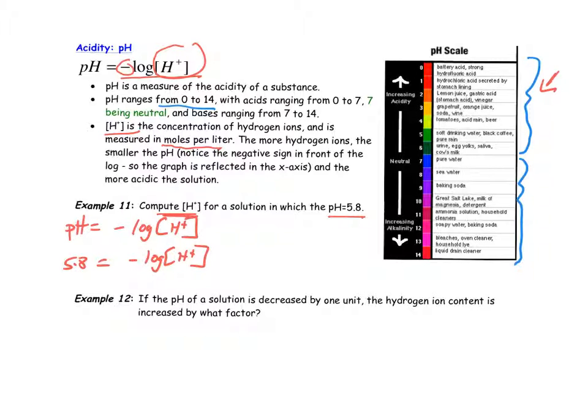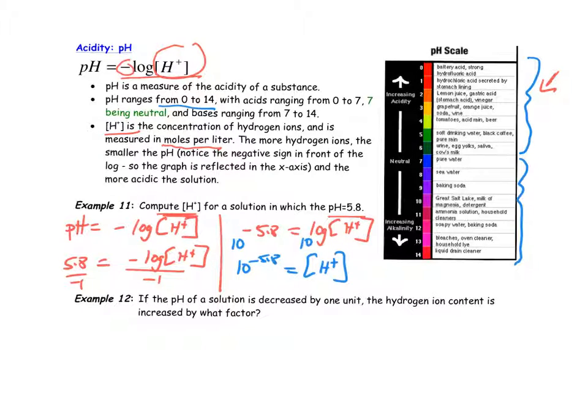First thing we want to do is isolate the log part of this function. So I would multiply everything by -1 or divide by -1, whichever one you want to think about it. And we'll get negative 5.8 equals the log of the hydrogen ion concentration. To undo the log, we can exponentiate both sides or simply rewrite this in exponential form. So we get 10 to the negative 5.8 equals the hydrogen ion concentration. And if you punch 10 to the negative 5.8 in your calculator, you will get 1.58 times 10 to the negative 6, and the units are moles per liter.